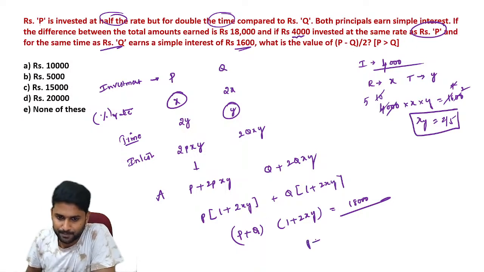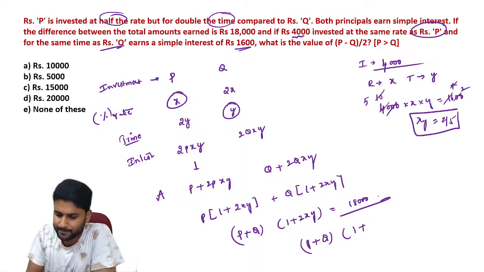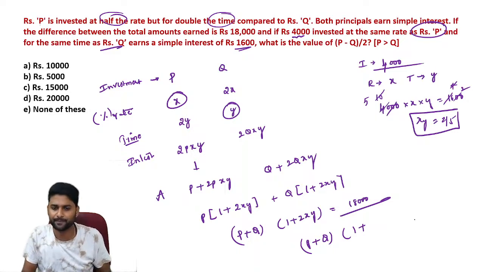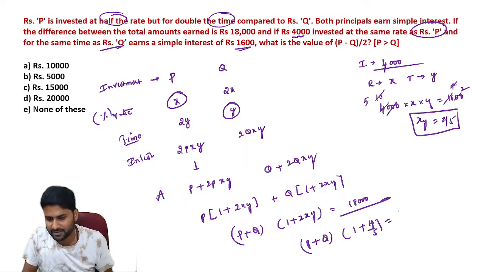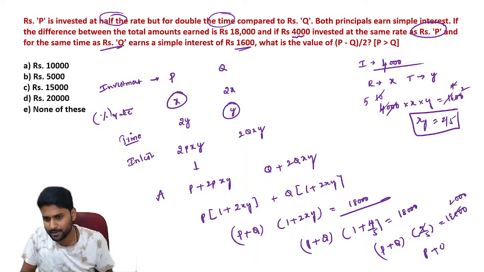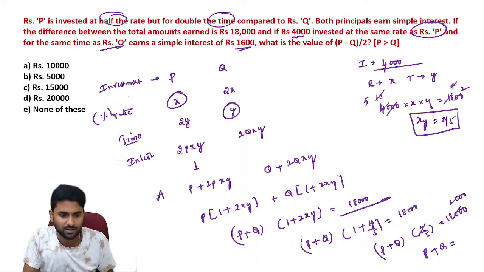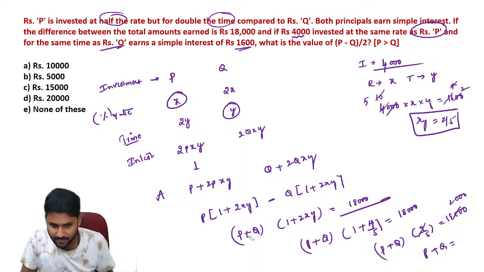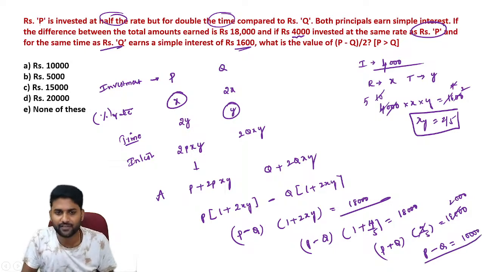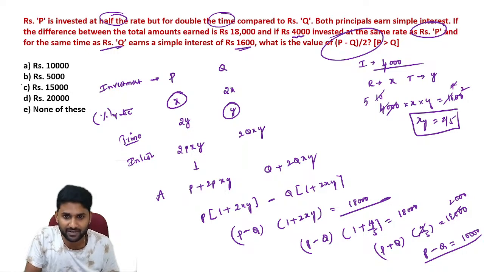Let's substitute here. (P plus Q) times (1 plus 2 into 2 by 5), and 2 into 2 by 5 is equal to 4 by 5, so 1 plus 4 by 5, that is 9 by 5, is equal to 18,000. Then you get P plus Q. Guys, sorry, this is all about the difference, right? Not the sum, the difference is given. So the difference is 10,000. If the difference is 10,000, then (P minus Q) divided by 2 is 5,000.